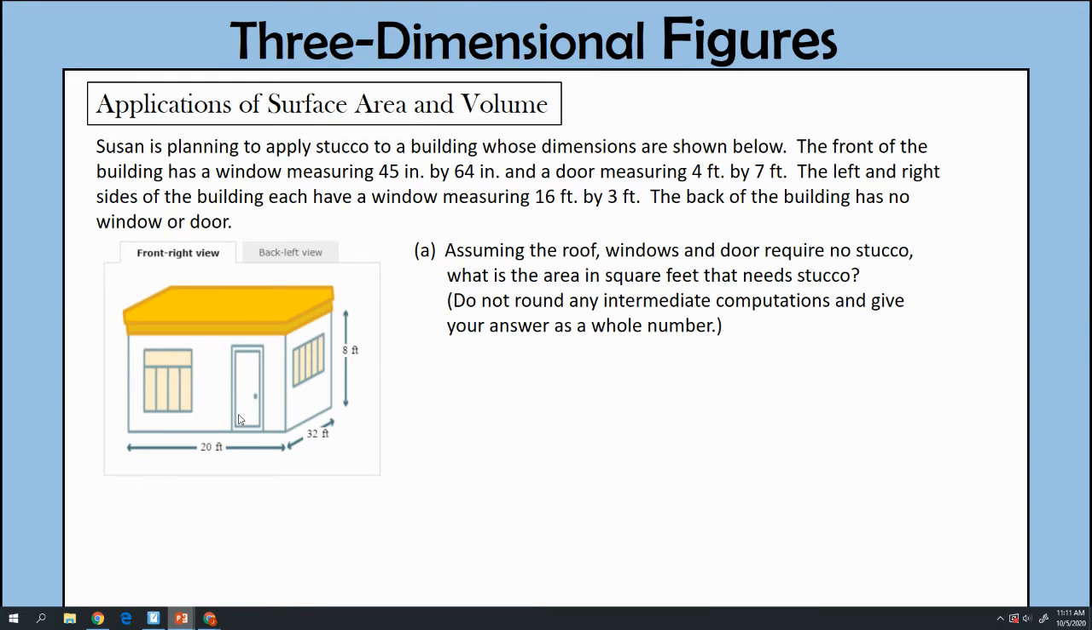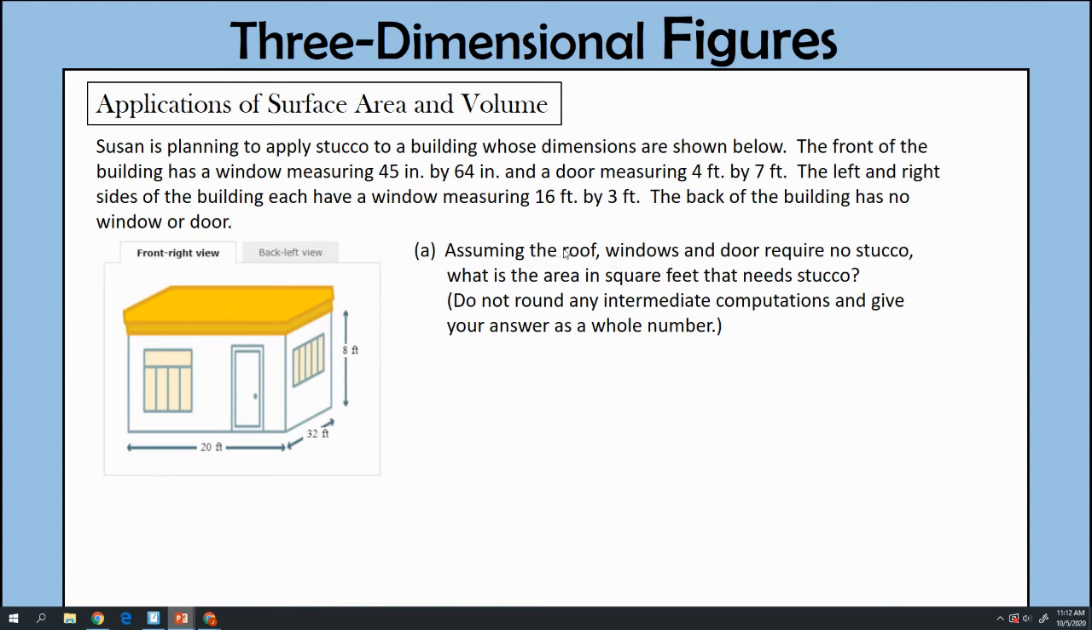It's got a door that's 4 foot by 7 foot. The left and the right sides of the building have windows that are 16 feet by 3 feet. So this window right here is 16 by 3. And then on the other side, I got one just like it. And the back of the building has no door or window.